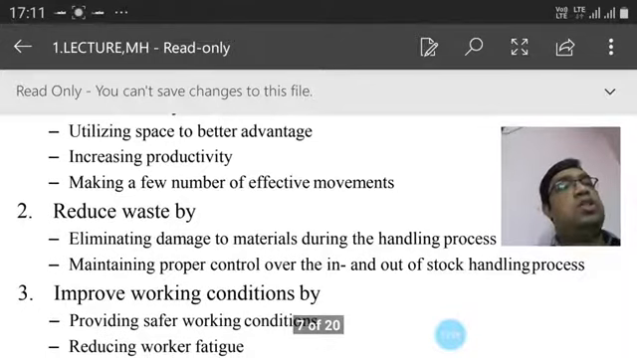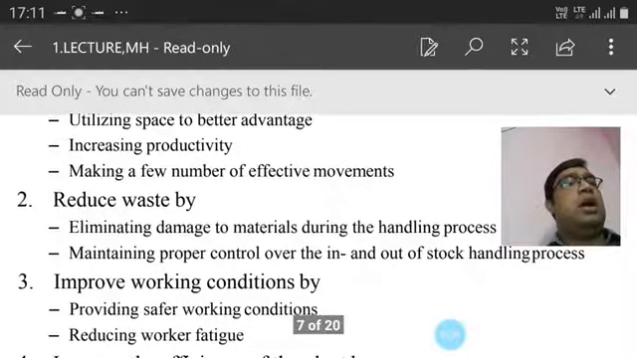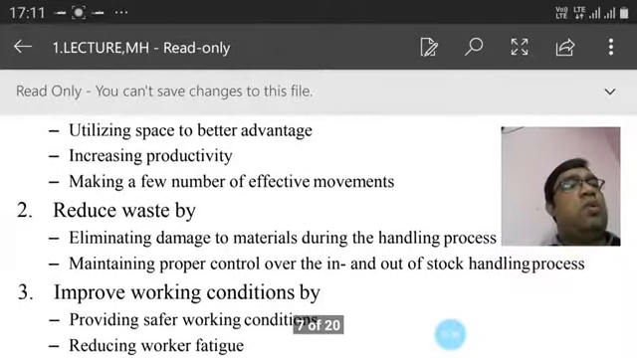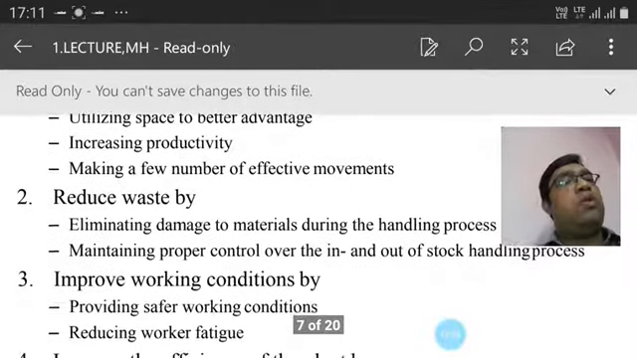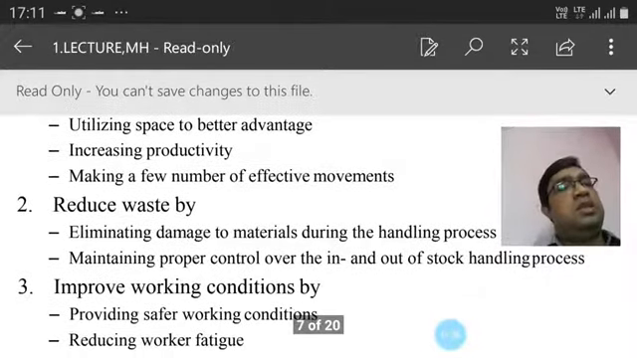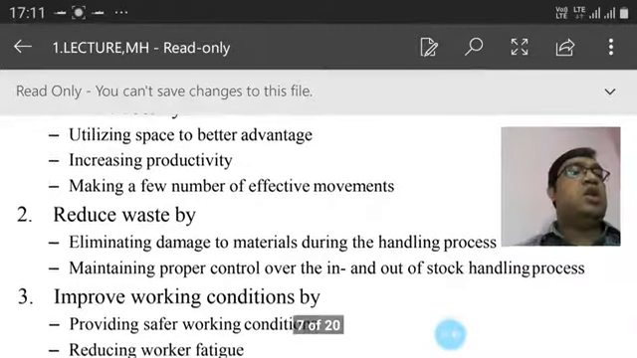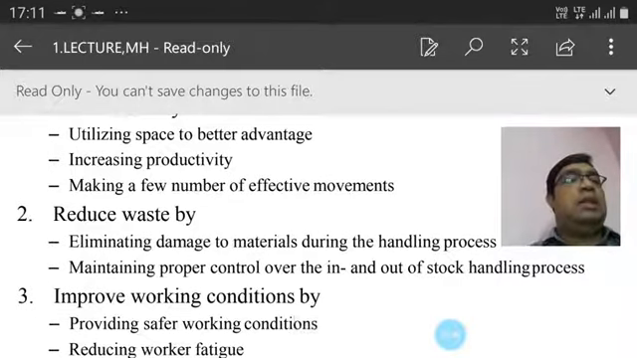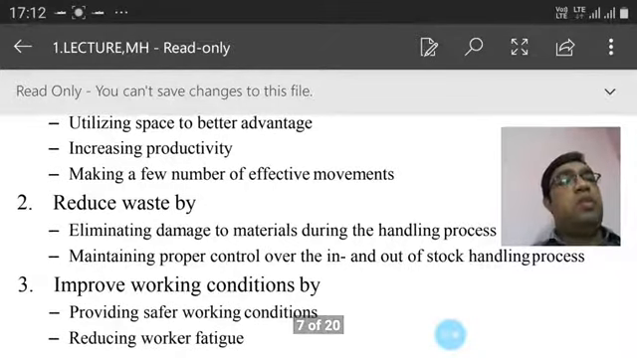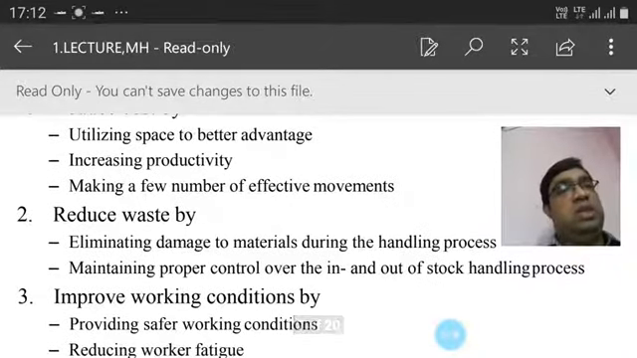For example, with sand particles and other small particle materials that you have to move from one place to another, the more storage you provide, the more material is lost at each and every place. Okay, and then you may damage your materials. So, by eliminating damage to materials during the handling process, you reduce waste.